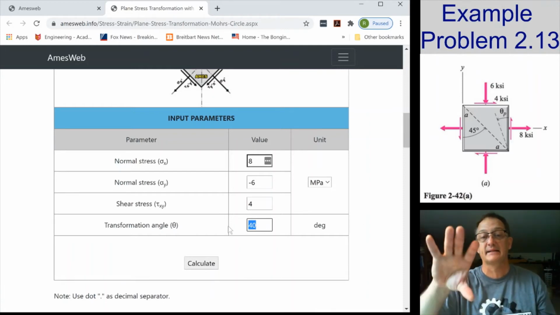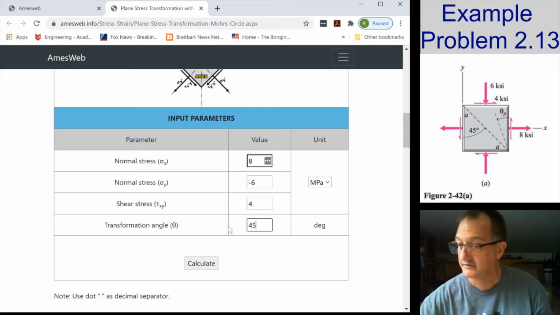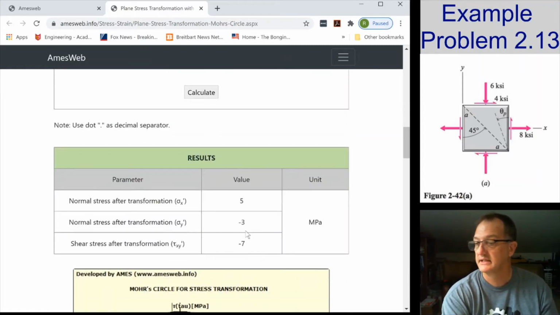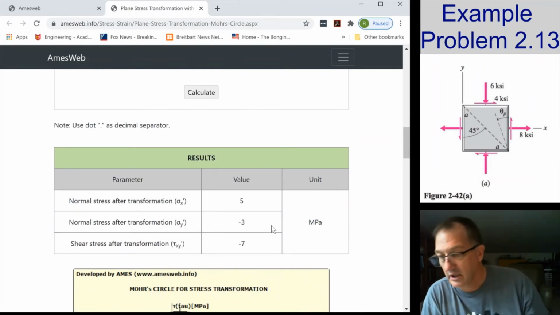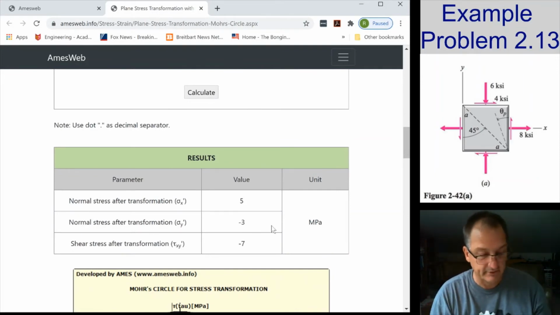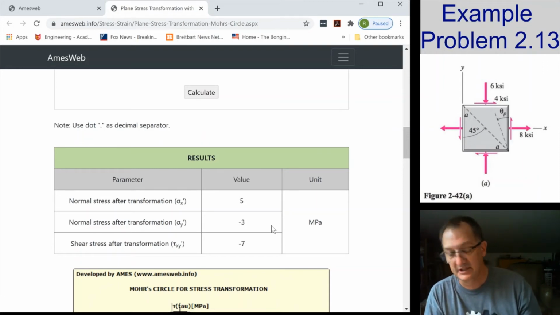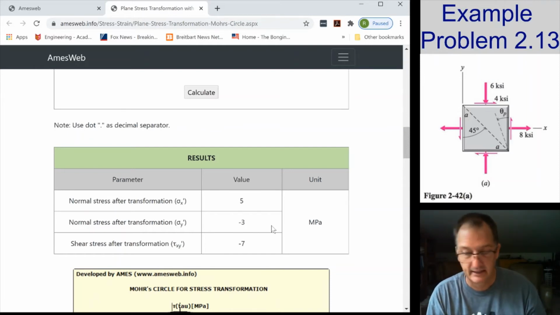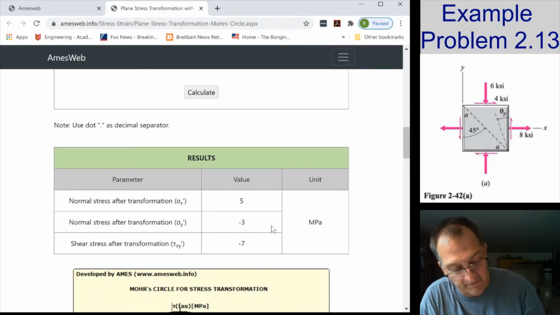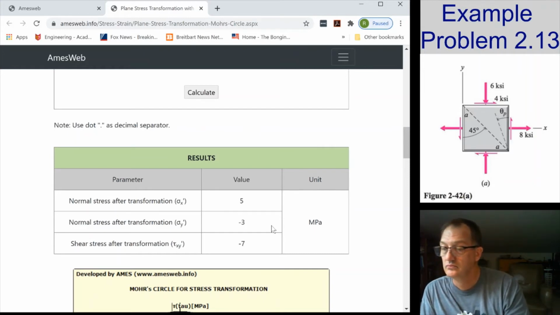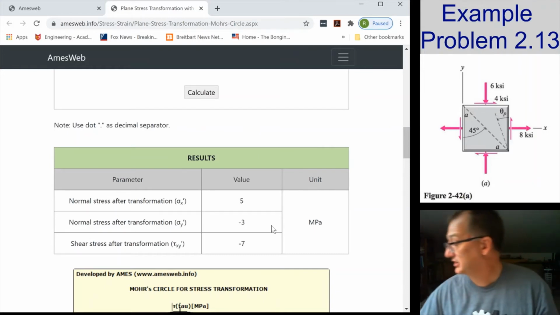Now, is that the angle from x to n? Yes, it is. Okay, so 45, positive clockwise? Yeah, okay. Hit the calculate button, see what happens. Nothing. Well, actually it did. They gave me results down here. What did I have? I had 5 for my normal stress. What are they giving me? 5. My normal stress in the y direction, I didn't calculate that. We could have done that too. That's not magic. That's 5. My shear stress was 7. They've got -7. Oh yeah, that makes sense too.